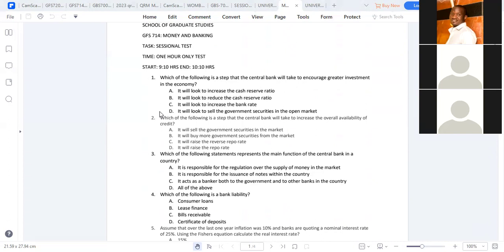Okay, question number 1 reads, which of the following is a step that the central bank will take to encourage greater investment in an economy? It will increase reserve ratio, it will reduce the cash reserve ratio, it will increase the bank rate, it will look to sell the government securities in the open market. So which one is our answer there? We talked about this.